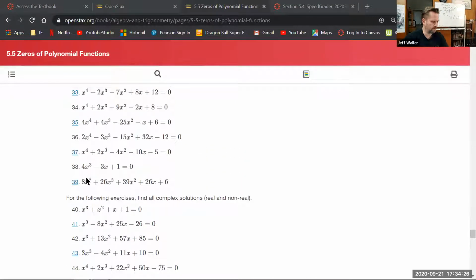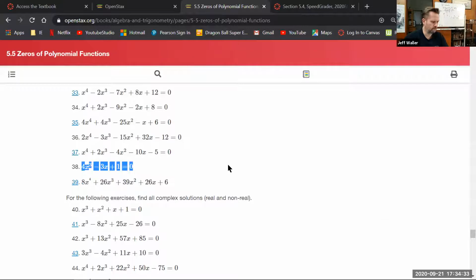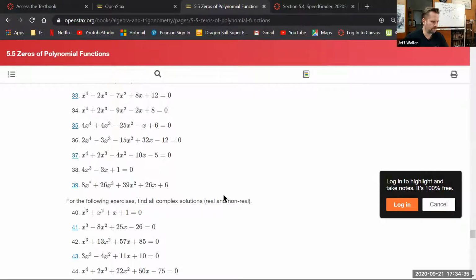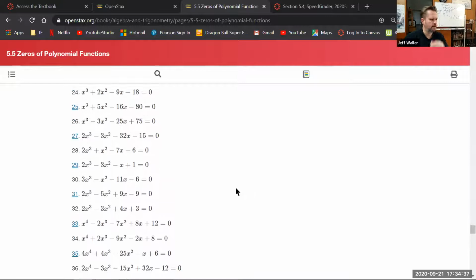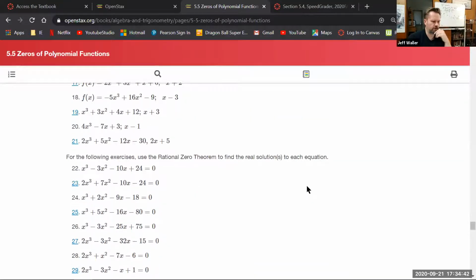What are we supposed to do? Why is that poor little exponent so tiny? That's kind of mean. All right, book. Stop. I'm sorry. I talk badly about you, book. All right. So what's it say to do? Use the rational zero theorem to find the real solutions to each equation. Okay.